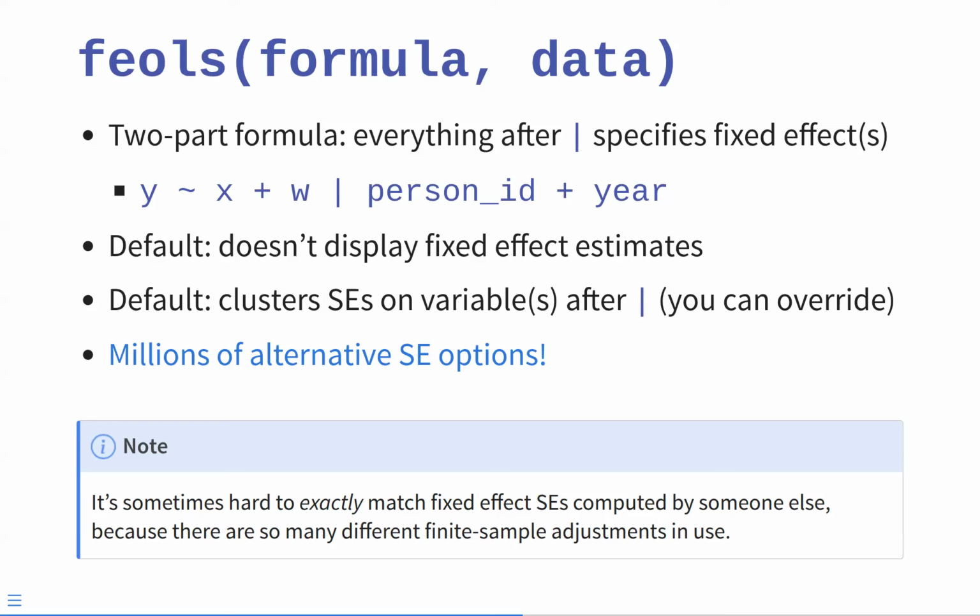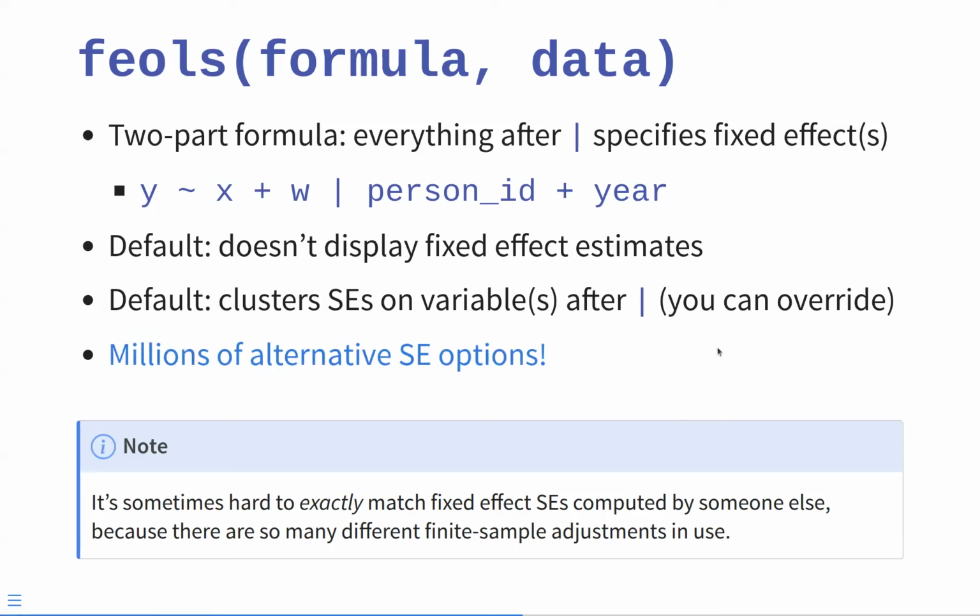By default, it will not display the fixed effect estimates, because in general, if you have a lot of them, you don't want to see them. They would just fill up the whole screen. By default, it will also cluster the standard errors on the variables after this vertical bar, although you can override that. There are millions and millions of alternative standard errors that you could use here. I'm exaggerating only slightly. If you want to read more about that, you can click on this link.